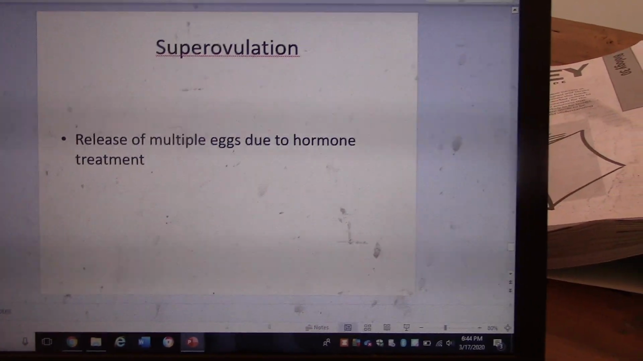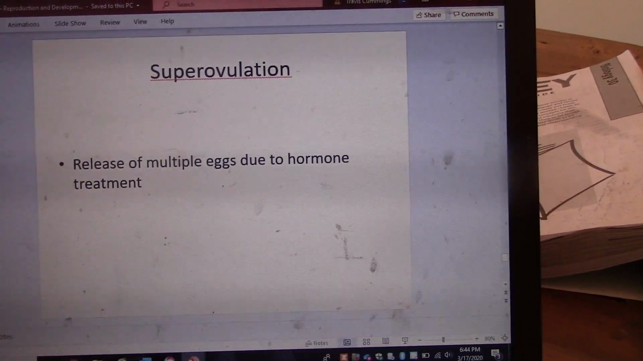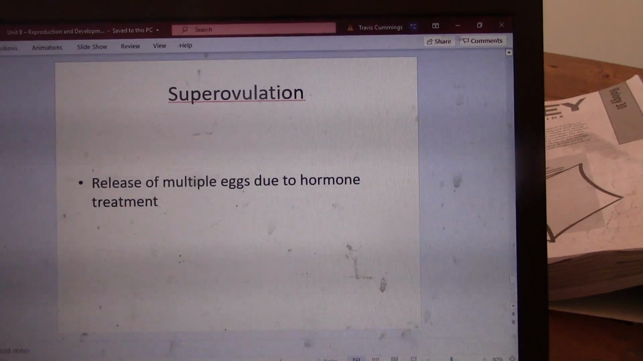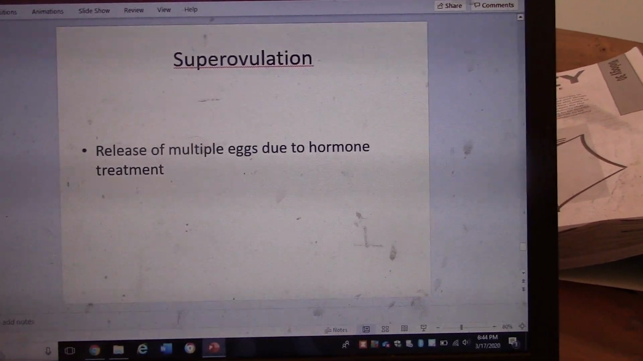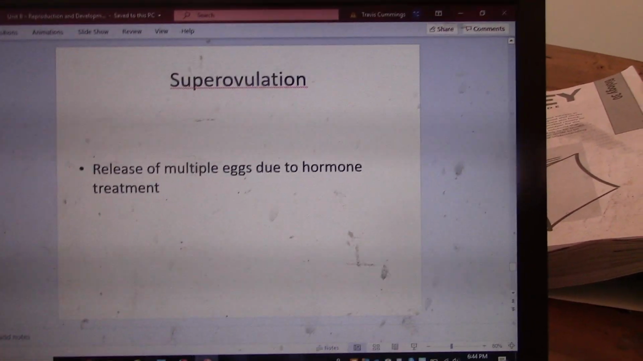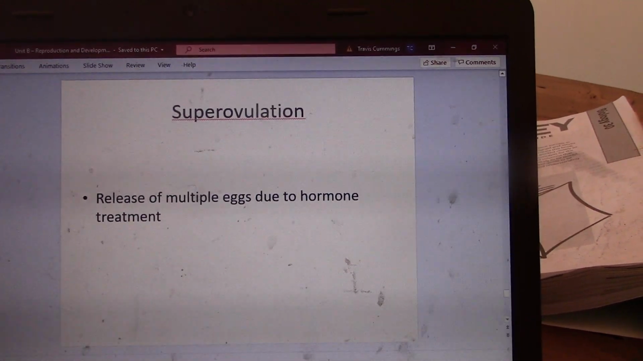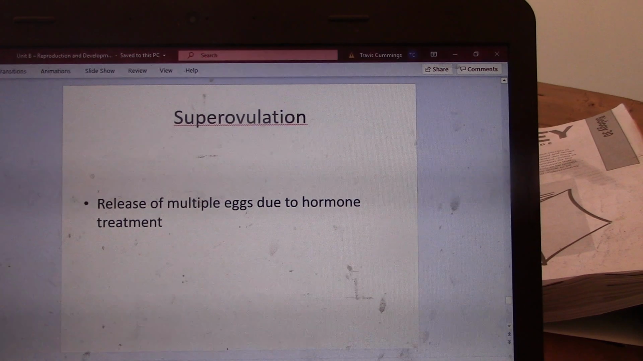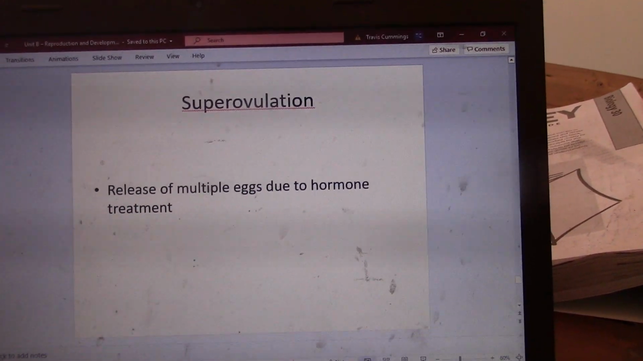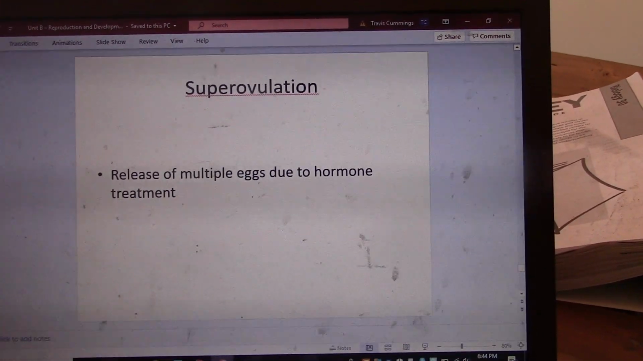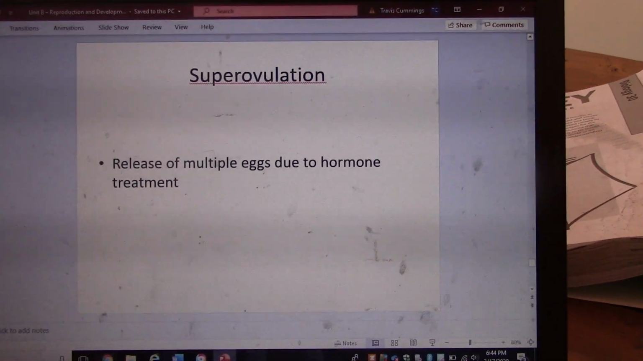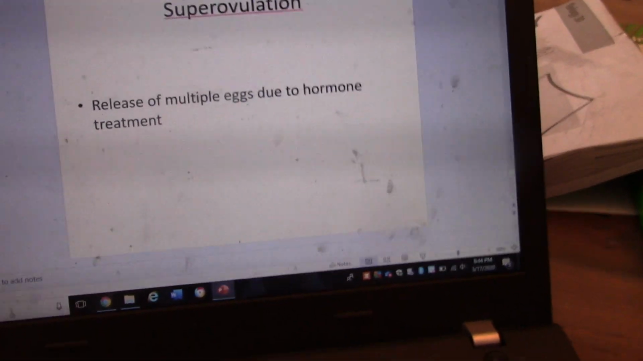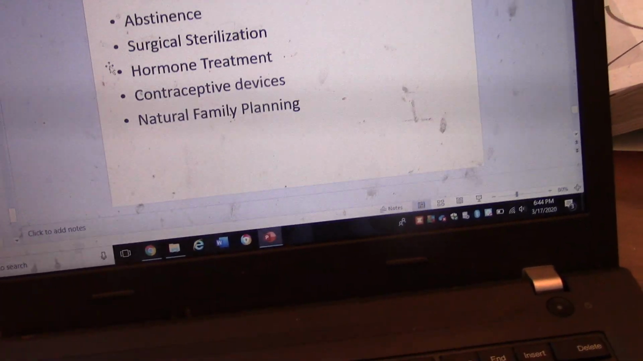Superovulation is the release of multiple eggs, so this is fertility treatment. This is done with commercialized surrogacy, where they're trying to maximize the amount of possible fertilizations. And let's say a family only wants one egg, wants one baby. Where do those other ones go? A lot of them end up being aborted, or they end up being human trafficked. So there's lots of social issues with some of these techs.